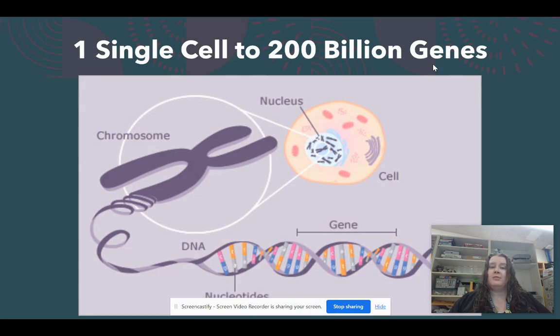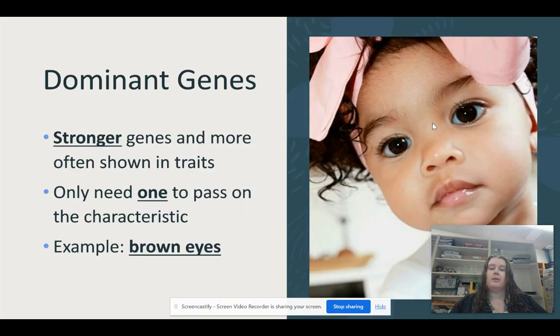So one single cell can give us 200 billion genes. Okay, so we have 200 billion genes on one single cell that we have. This is kind of what they look like. You don't need to know this, but it's just something that's interesting.